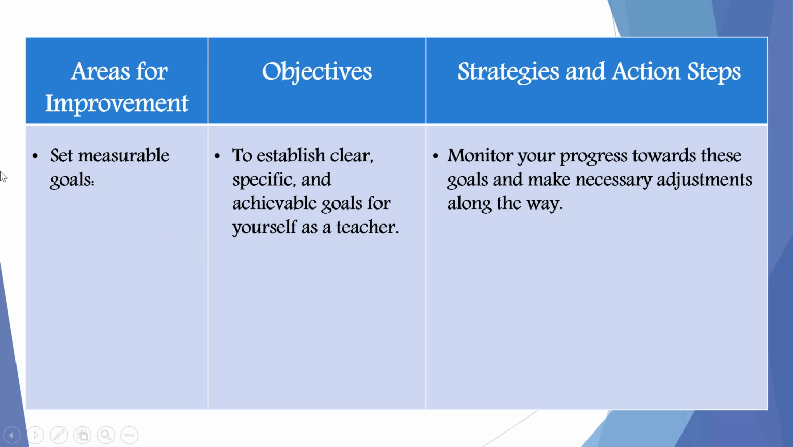Here, the area is to set measurable goals. You must be specific about your goals. The objective is to establish clear, specific, and achievable goals for yourself as a teacher, to monitor your progress towards these goals and make necessary adjustments and improvements along the way. So this is also a process that must continue all the time, must be updated and adjusted and improved all the time.